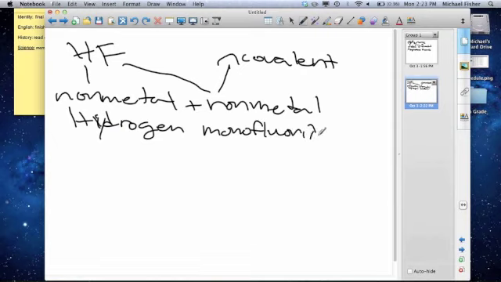So again, the second element always ends with "ide," but because it's covalent, you use prefixes. But if there's only one of the first element, then you don't say mono. So because there's only one hydrogen, we're not going to say monohydrogen. We just leave it as hydrogen.